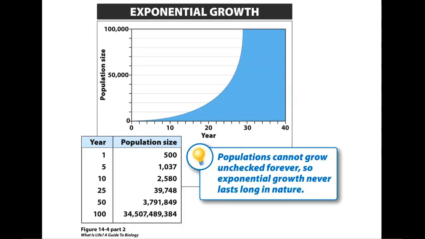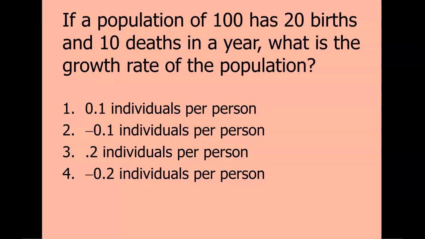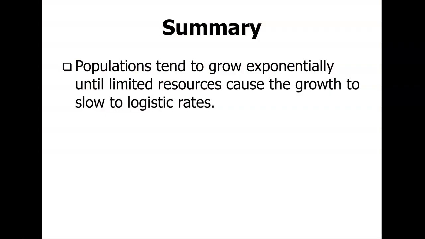Here we're simply looking at this exponential growth chart, and it shows over time how the individuals will reproduce and create more in that population than one that replaces itself. Populations tend to grow exponentially until limited resources cause their growth to slow to logistic rates.